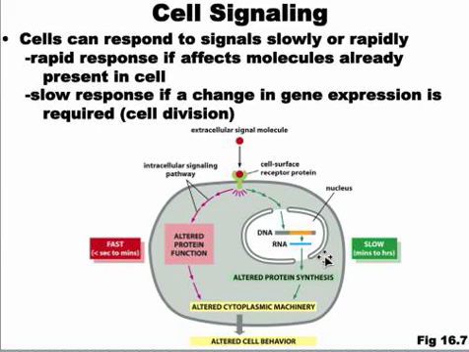Now, this is slow. It takes time to move something to the nucleus, and then to transcribe a gene, and then to process the RNA, and then to move it out of the nucleus, and then to translate that protein. And what if that protein has to go through the ER and the Golgi to be modified? That's why this is called the slow response, because it's going to take more time.